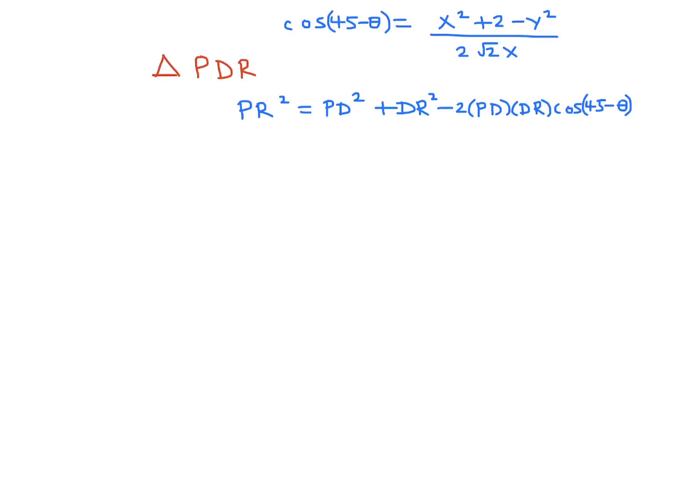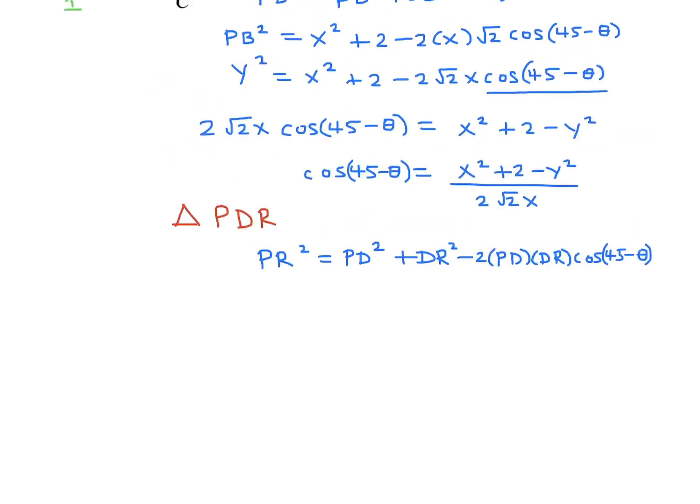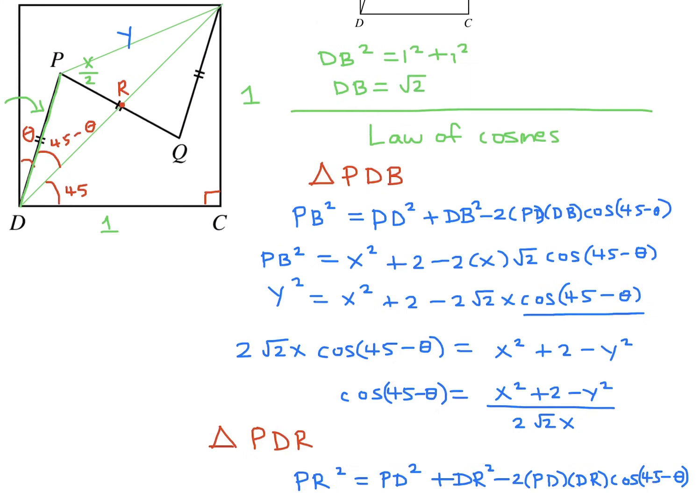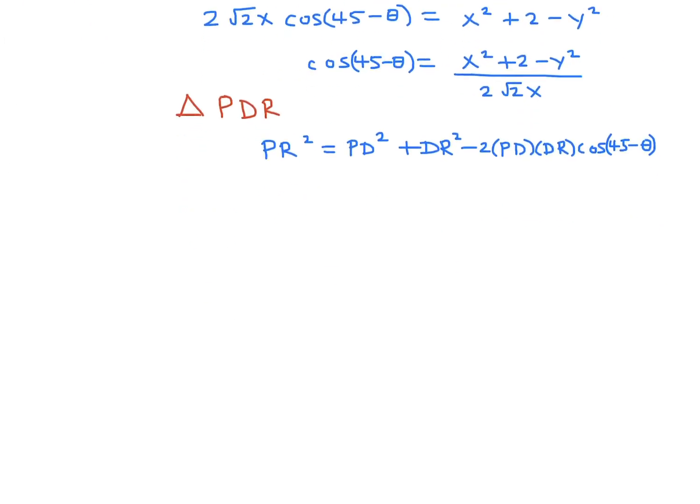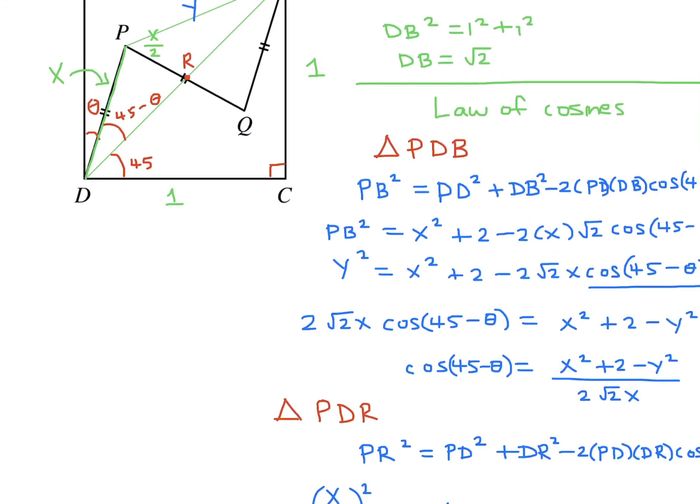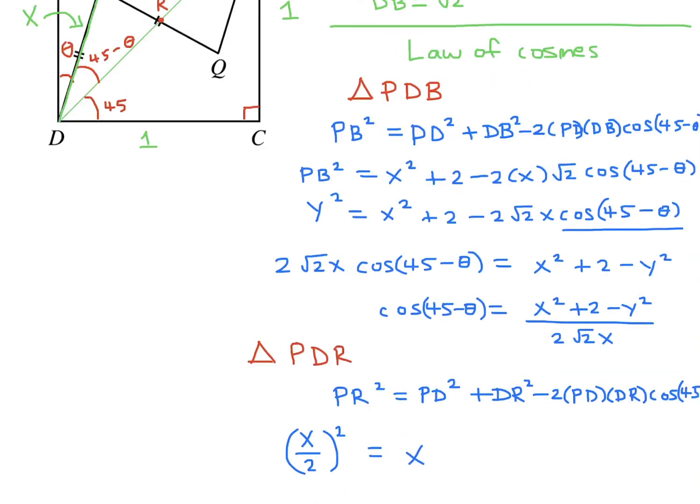All right. So PR, if you don't remember, PR was x over 2. Okay? So PR is x over 2, all squared. PD was x, right? There's PD right there. We had called it x right here.